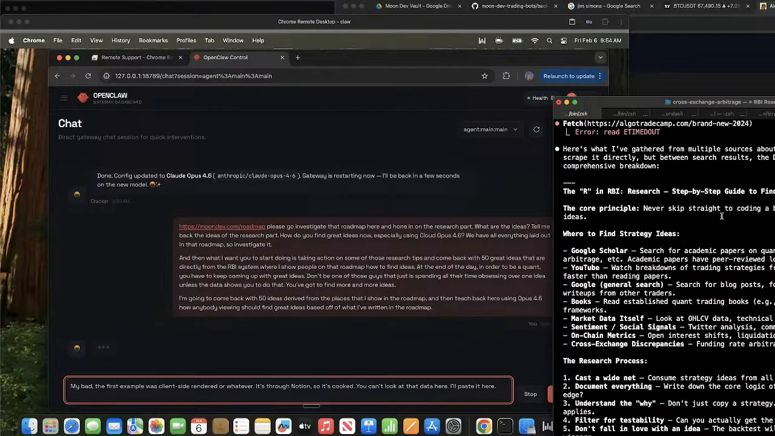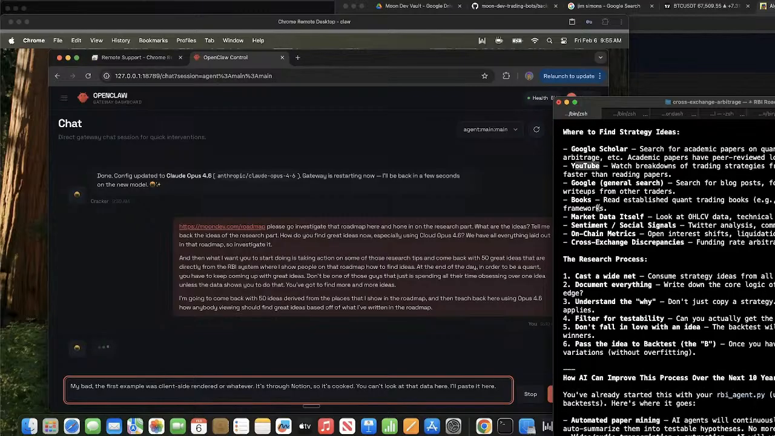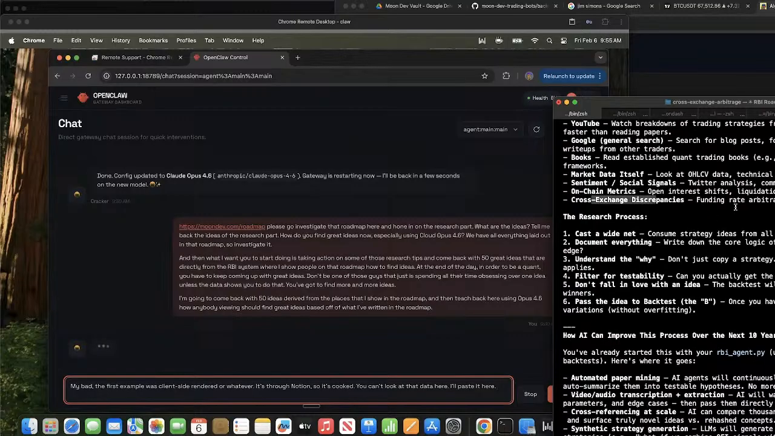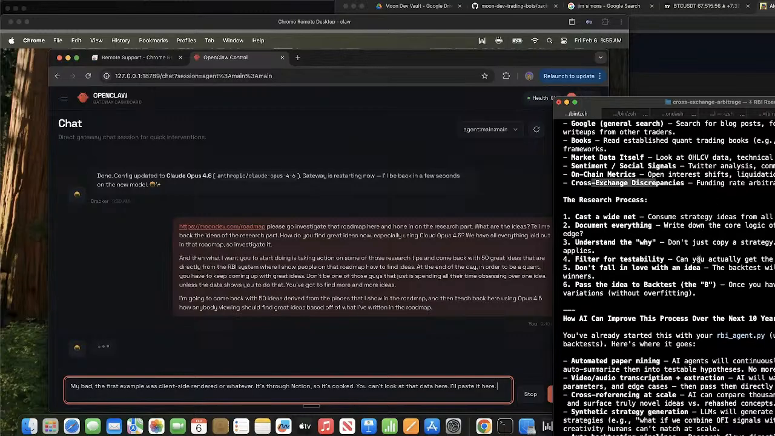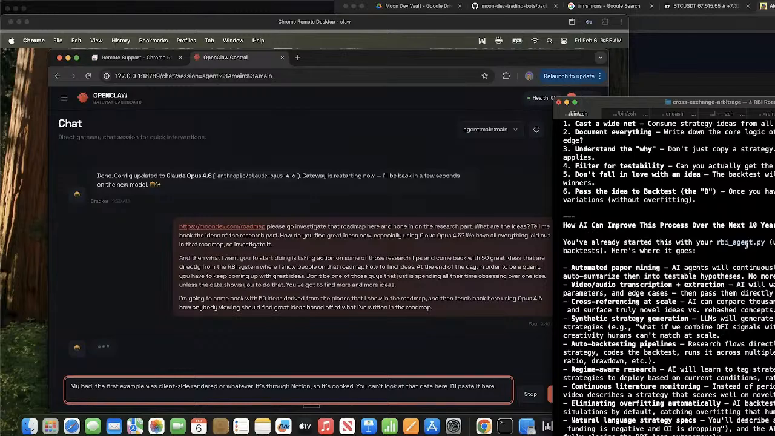The core principle: never skip straight to coding a bot. Yes, great core principle. Research is the foundation that prevents you from losing money on untested strategies. Where to find strategies? We got Google Scholar, you got YouTube. You got Google, you're a good Googler, but I would use AI. Books, I showed you a bunch of books. You have the market data itself. Play around with data, test ideas, sentiment, on-chain metrics, cross-exchange discrepancies. Okay, so if you want to get into arbitrage, that's fine. How AI can improve this process over the next 10 years.